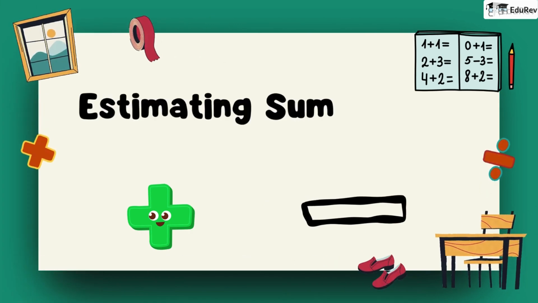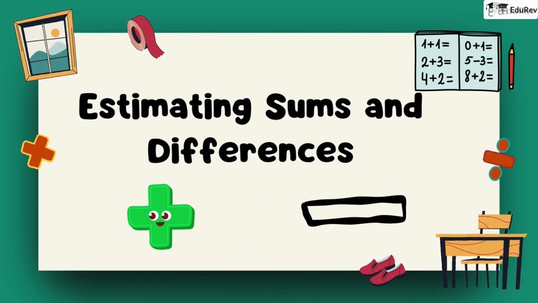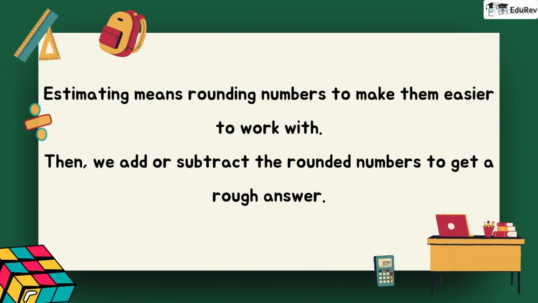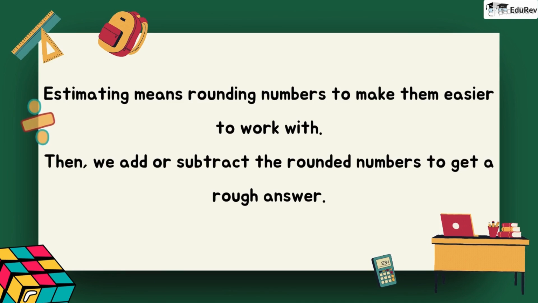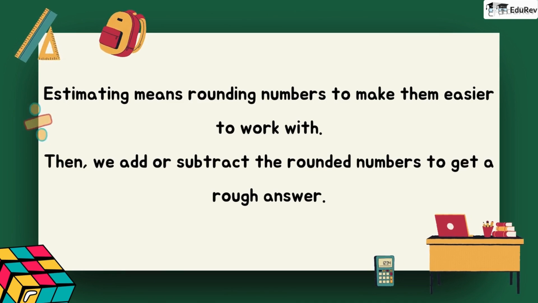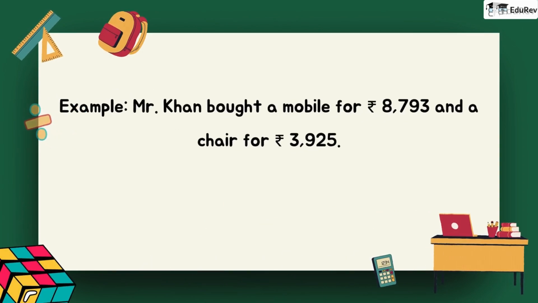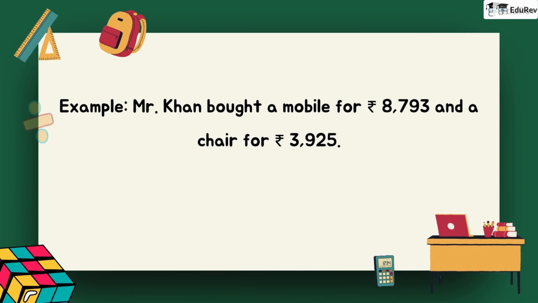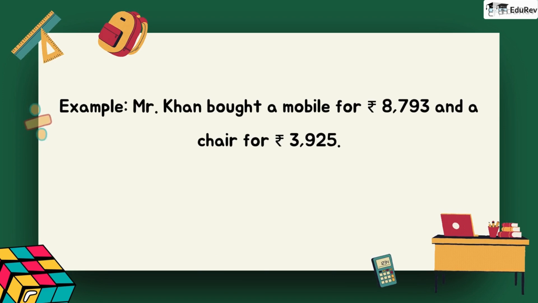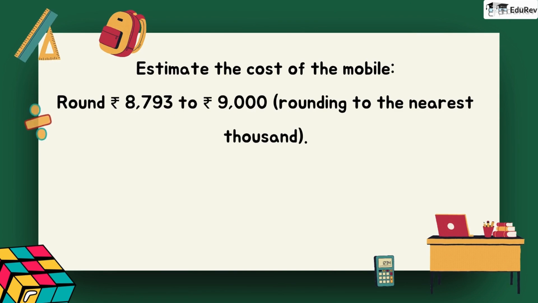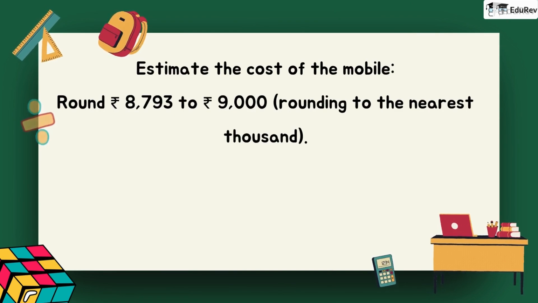Now, at the end of this video, let us learn estimating sums and differences. Estimating means rounding numbers to make them easier to work with. Then, we add or subtract the rounded numbers to get a rough answer. Example, Mr. Khan bought a mobile for 8,793 rupees and a chair for 3,925 rupees. Estimate the cost of the mobile. Round 8,793 rupee to 9,000 rupees, rounding to the nearest thousand.